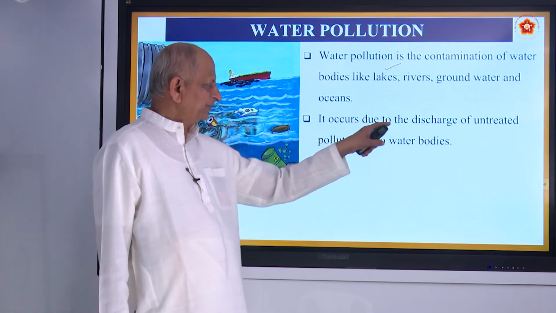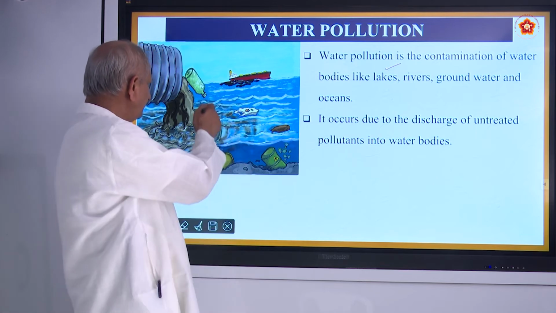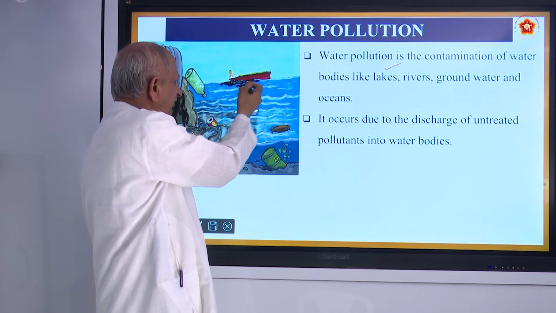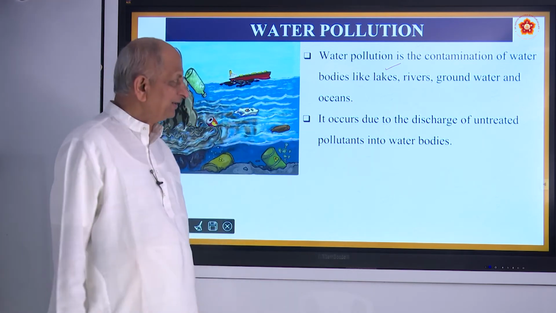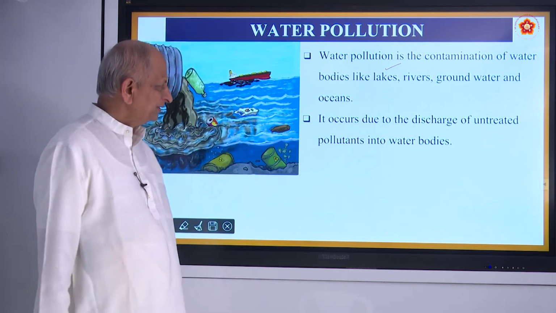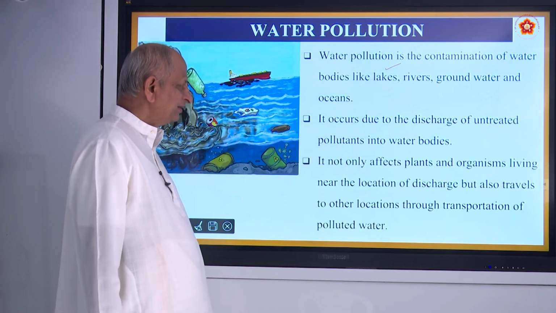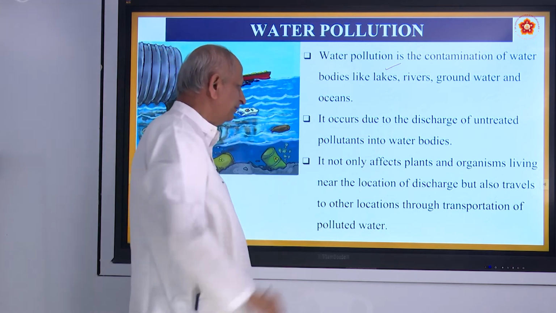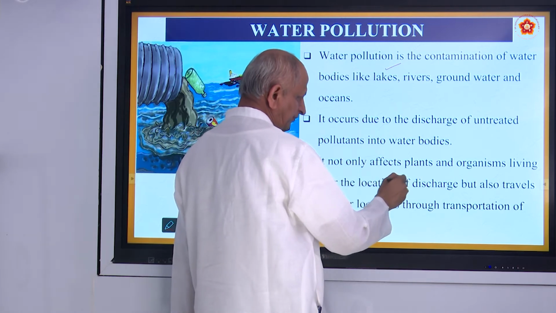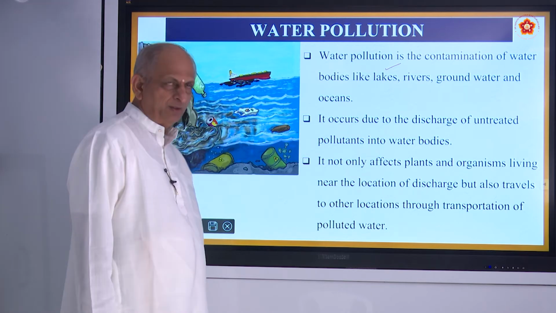It occurs due to the discharge of untreated pollutants. These pollutants may be solids like these plastics and all, or it may be liquids, as you can see here. So they are not treated. So they are made to flow into oceans. Then it is called as untreated pollutants. They will cause what is called as water pollution. It not only affects the plants and organisms living near the location of discharge, but also travels to other locations through transportation of polluted water.